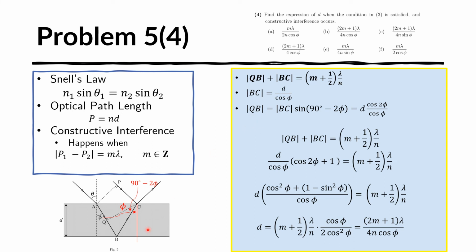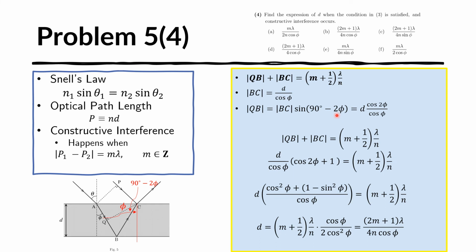For QB, we notice that this is actually another part of another right triangle. First, we just need to find this angle or this angle. However, this angle here is easier to find because we already know from problem 3 that this angle here is phi. We also know from the previous slide that this angle here is phi. And because this angle here is 90 degrees, the angle here in this triangle is 90 minus 2 phi.